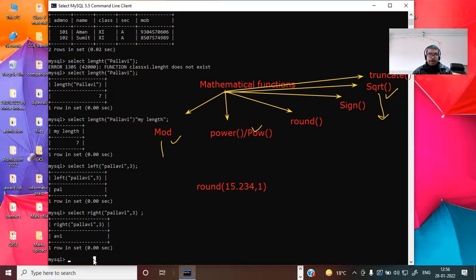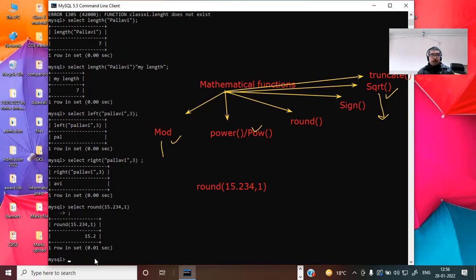I will write select round 15.234, and then after separating it with a comma, I have provided 1. See what happened. I have not given a semicolon, but it is giving 15.2. It has removed the decimal digits. You can see here, students, I have written 1. So this is rounding to 1 decimal point.